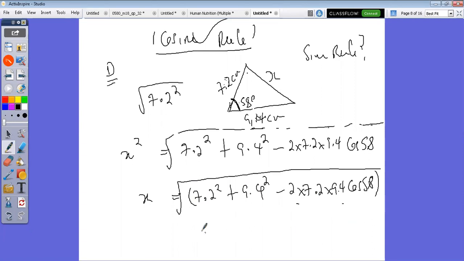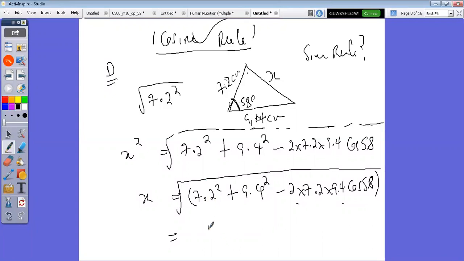But in an exam, you are also allowed to do this. To find what is 7.2 squared, I'm allowed to do that. What is 7.2 squared plus 9.4 squared? I want to show you that you're also allowed to do that in the exam. If you're not sure, you can do that.